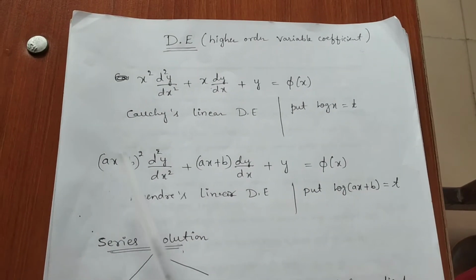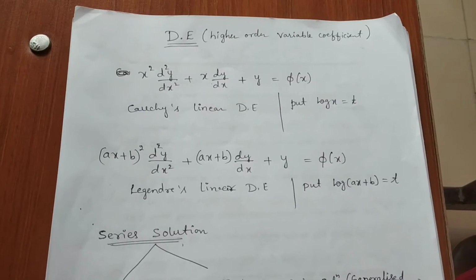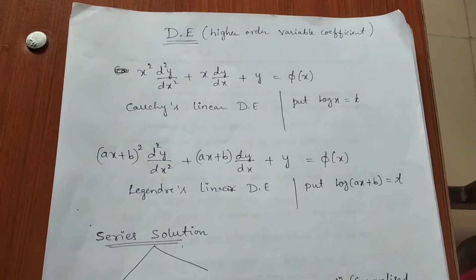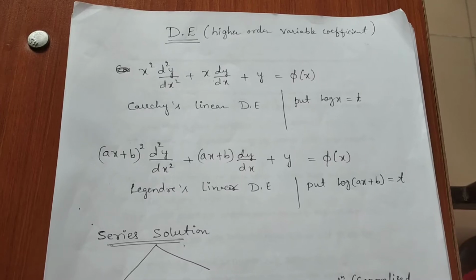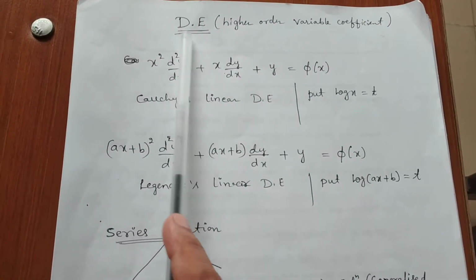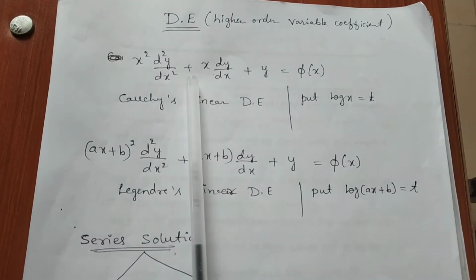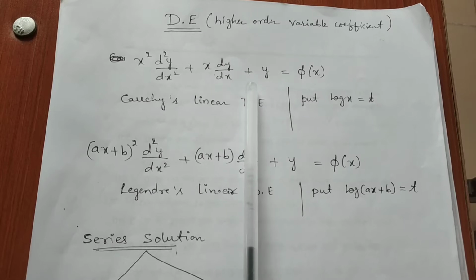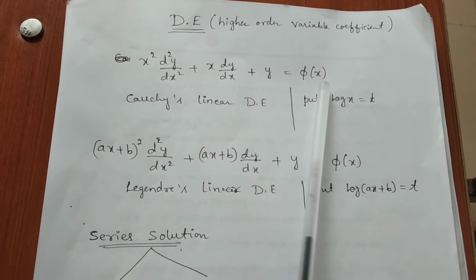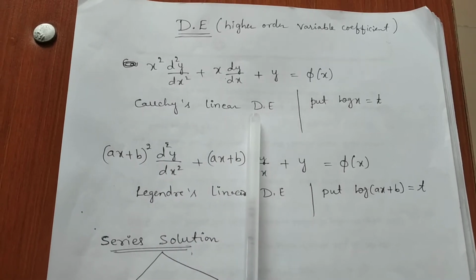Hello students, today let us study special functions, module 4 special functions. So before going with the term special functions, now let us see x square. Suppose you have a differential equation of the form x square d square y by dx square plus x into dy by dx plus y equal to phi of x. This type of equation we call Cauchy's linear differential equation.